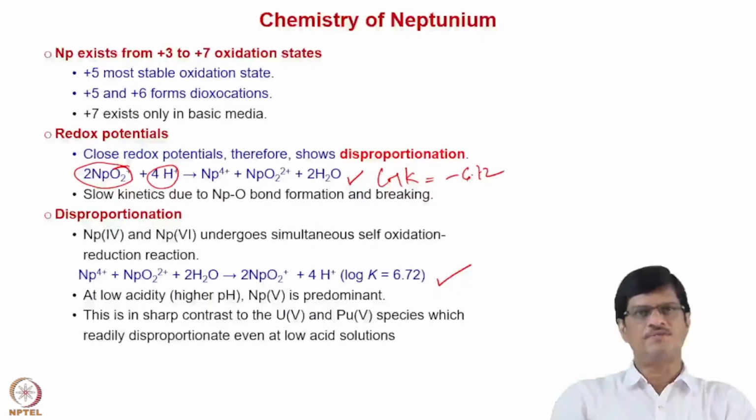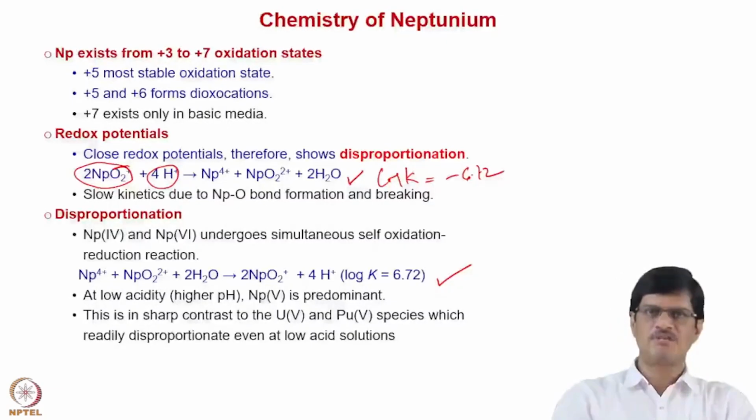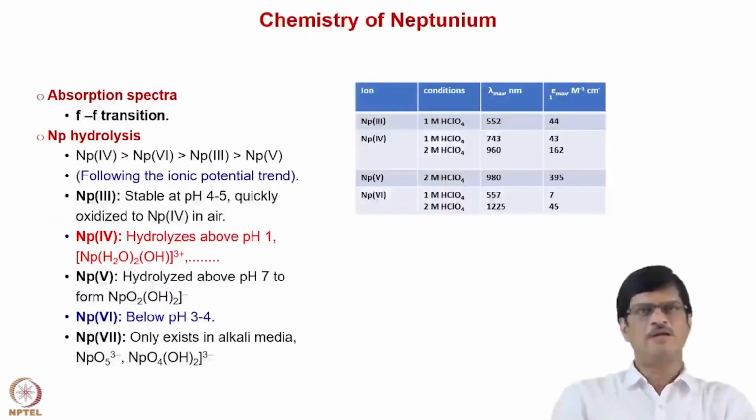At low acidity, that is at higher pH, neptunium 5 is dominant, and we can carry out studies without bothering much about its stability. This is in sharp contrast to the uranium 5 and plutonium 5 species, which readily disproportionate even in low acid solutions. For neptunium hydrolysis, Np4+ gets easily hydrolyzed, which is higher than that of neptunium 6, that is the NpO2 2+ ion, which is again higher than that of Np3+, which in turn is higher than NpO2+, that is the neptunium 5 ion. They follow the ionic potential trend of these ions.